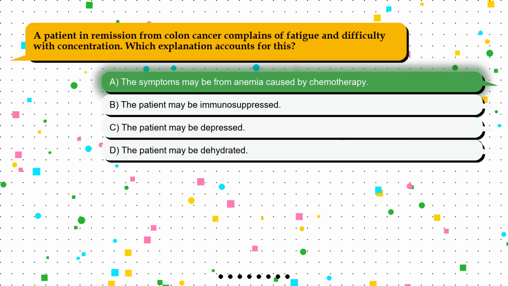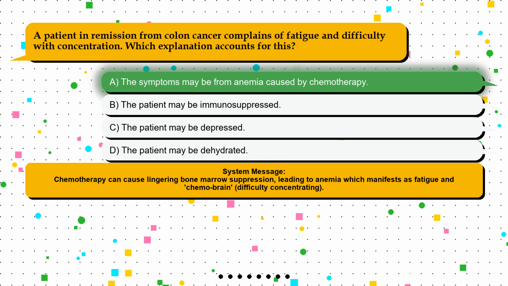The correct answer is option A, the symptoms may be from anemia caused by chemotherapy. Chemotherapy can cause lingering bone marrow suppression, leading to anemia, which manifests as fatigue and chemobrain, difficulty concentrating.